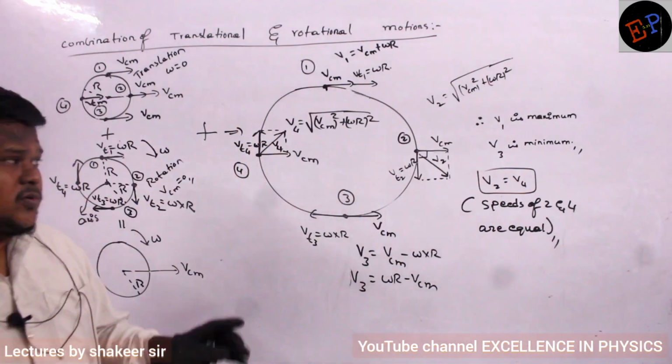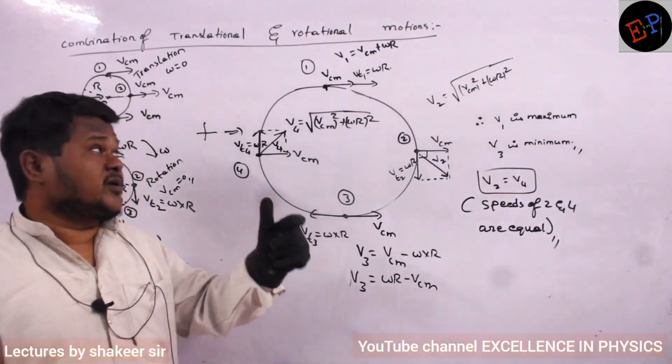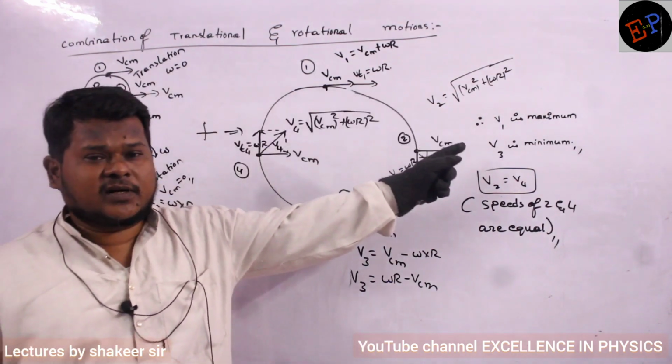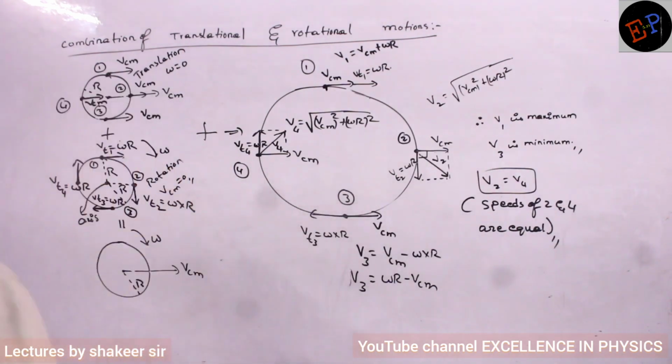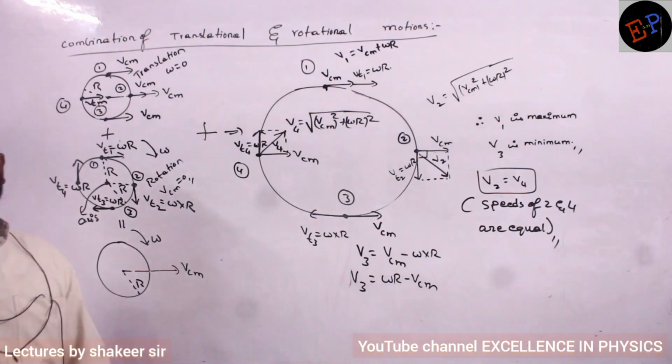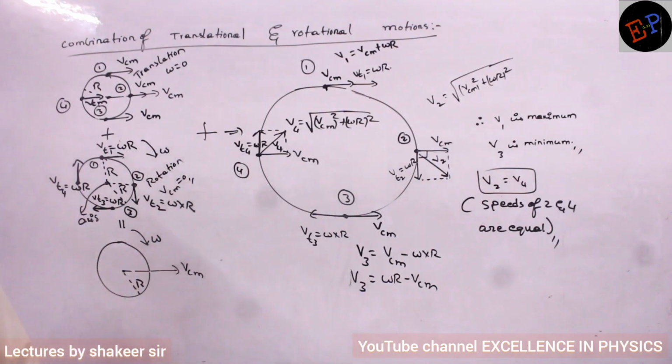So understood now how to understand velocity of each point when bodies are undergoing a combination of translational as well as rotational motions. Both happen together here. Okay? That's it. Make a note of this.